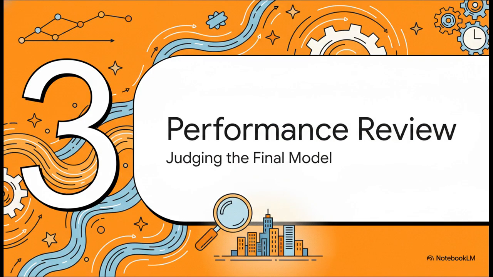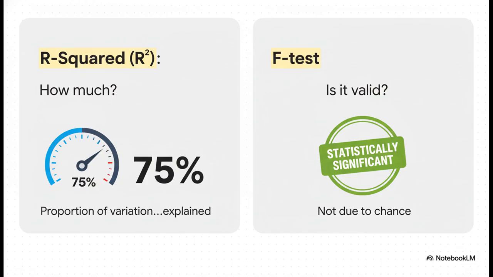Okay, we've built the model. We trust the individual coefficients. The very last step is to step back and give the whole thing a performance review. As a complete package, how well does our model actually explain the thing we're trying to understand? And for that job, we've got two main tools, and they tell us slightly different things. First, there's R-squared. That answers the question, how much of the story does our model tell? Then there's the F-test. That answers a different question. Is the story our model is telling even statistically valid, or could it just be a random fluke?